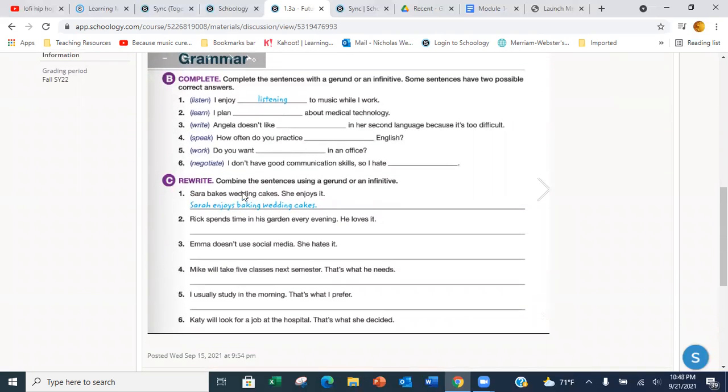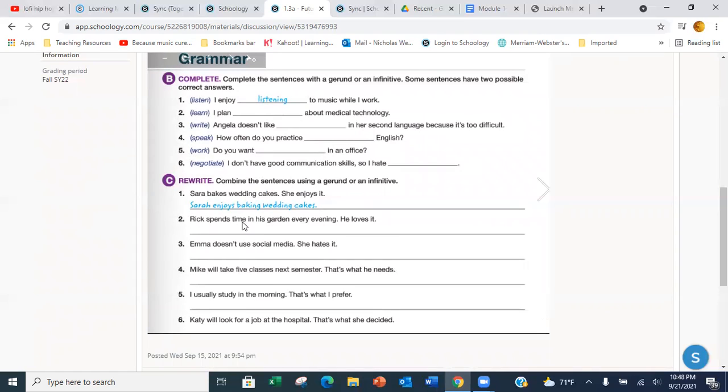Then here, we are going to take these two sentences and put them together so that you have a verb followed by a gerund or infinitive, right? Sarah bakes wedding cakes. She enjoys it. So we take this verb, enjoy, and we put it together in the beginning. So it's Sarah enjoys baking wedding cakes.